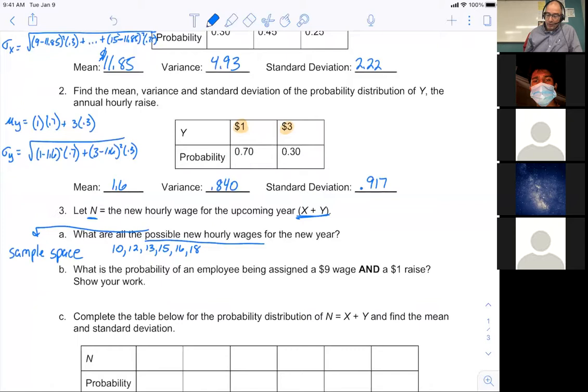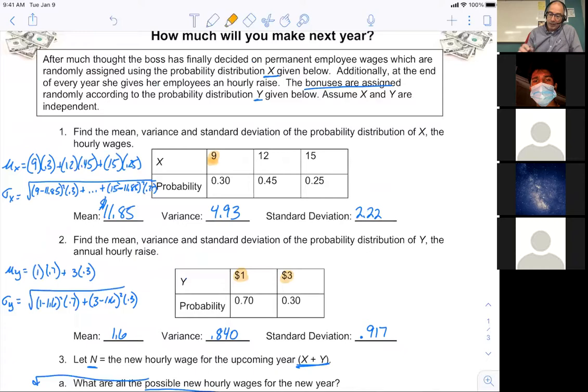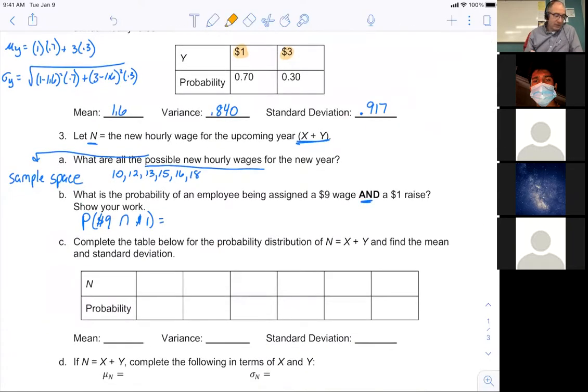What's the probability of an employee being assigned a $9 wage and a $1 raise? So this is a probability of a $9 and a $1 raise. So the key up here is, and we could highlight this, X and Y are independent. So because X and Y are independent of each other, this now becomes the probability of 9 times the probability of 1. So this ends up being 0.3 times 0.7, which gives me a 0.21.